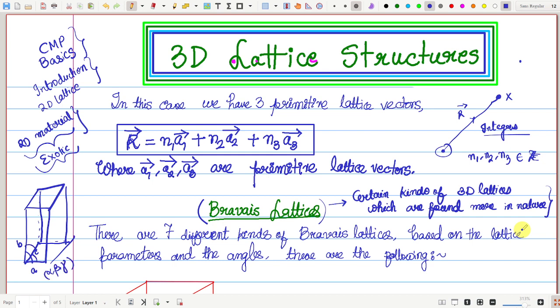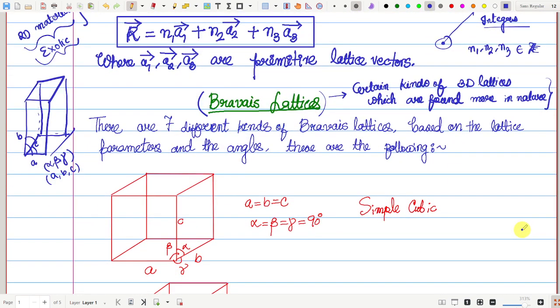These are the angles. So there are 6 parameters through which we specify a unit cell or a lattice structure. And there are 7 different kinds of Bravais lattices where these things will be different. So let us get started. The first one will be simple cubic, the simplest of all. It's just a plain cube where all the sides are equal, a equals b equals c, and alpha, beta, gamma are all 90 degrees.